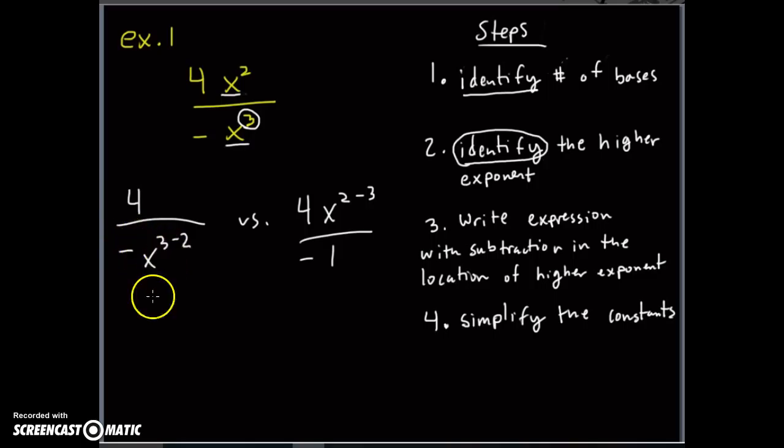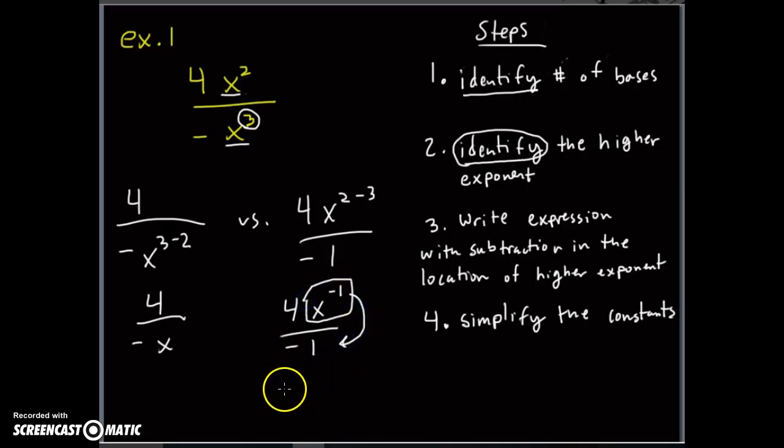On our left side, when we simplify, we get 4 over a negative x, because 3 minus 2 is 1, and we don't need to write the 1. On our right side, when we simplify this way, we get 4x to the negative 1, because 2 minus 3 is a negative 1, over a negative 1. Now you're saying, oh, okay, now I see why, because now we've got a negative exponent that we've got to convert to a positive exponent by flipping it over the fraction line. So we're essentially saving a step when we follow this third step and write it in the location of the higher exponent.